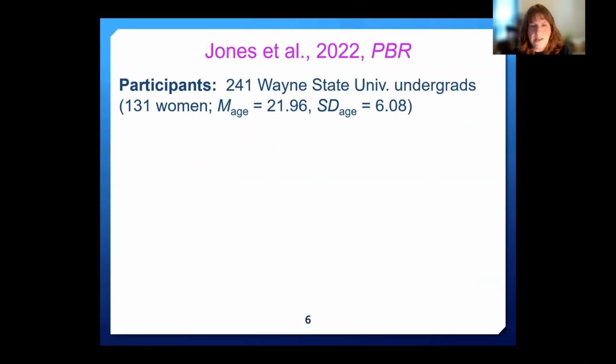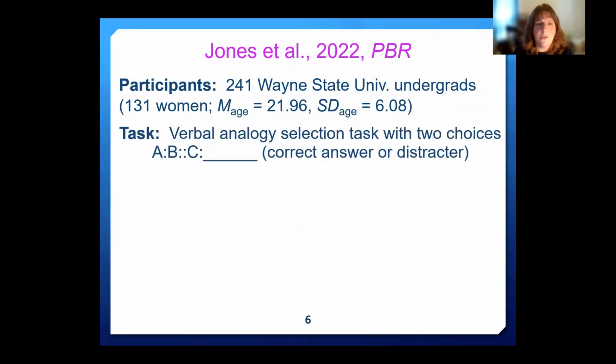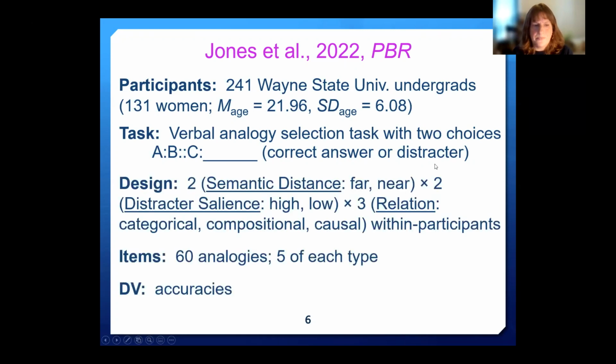This one had a large sample size of Wayne State undergrads, and it was around 45% male, 55% female, so a nice even distribution of both genders. And then the task entailed a verbal analogy selection task, with three terms in the stem, and then participants had to select the correct answer. And there were only two answer choices, the correct answer or a distractor. I'll talk more about what the distractor was in a minute.